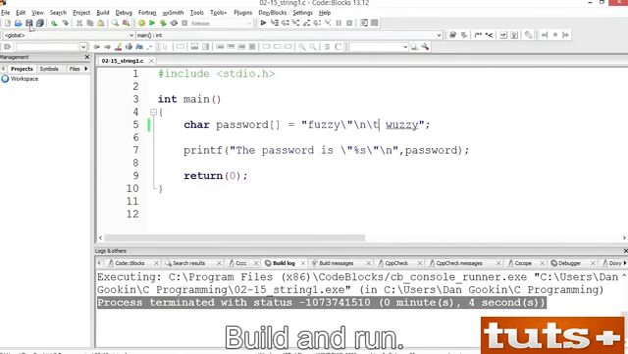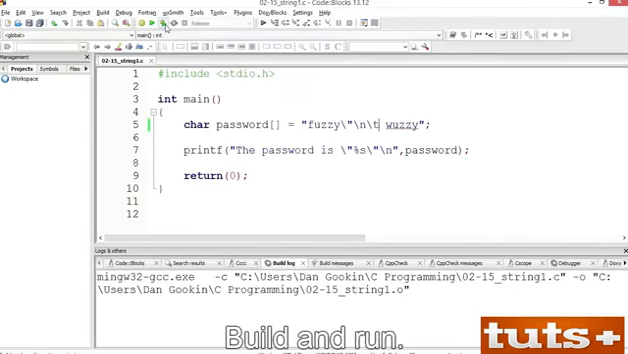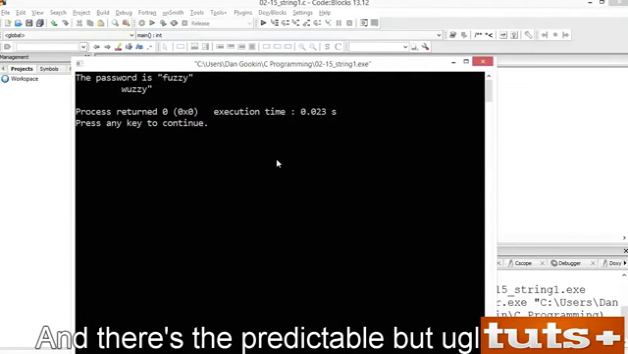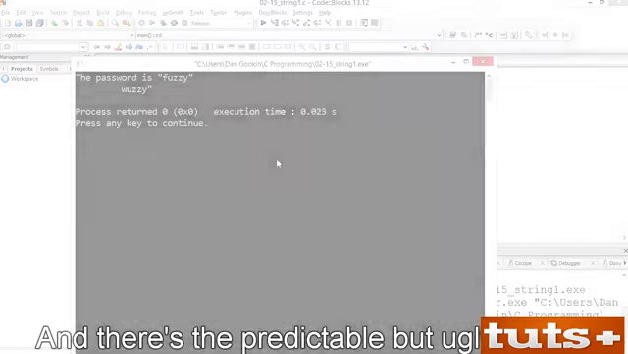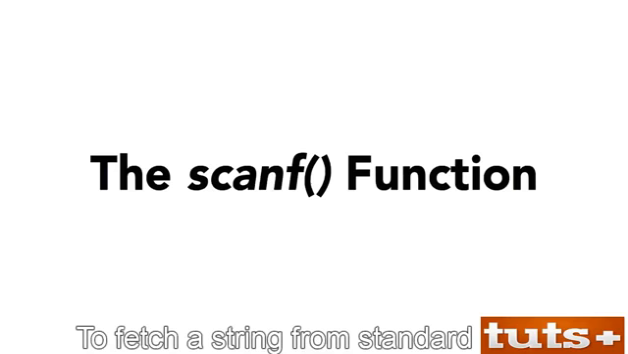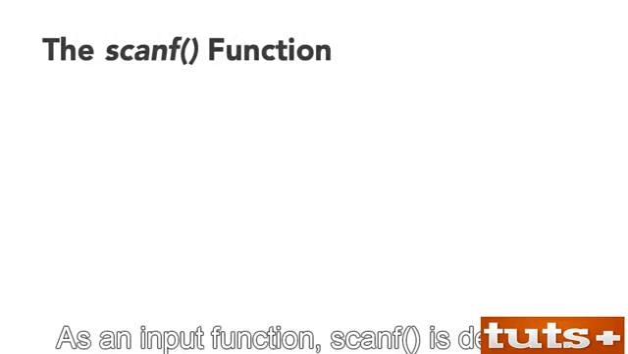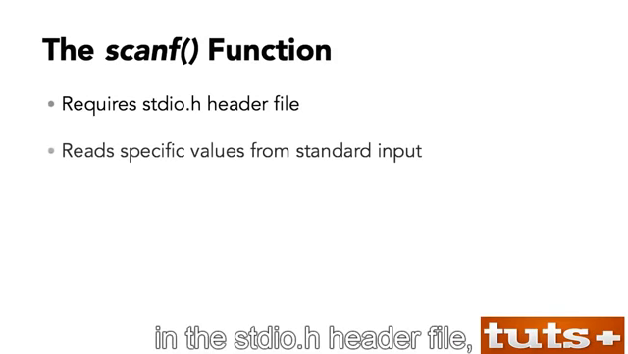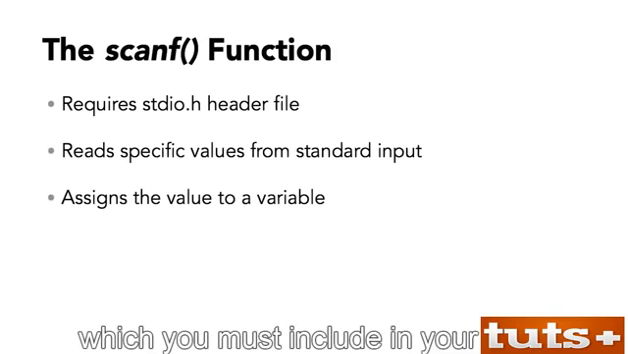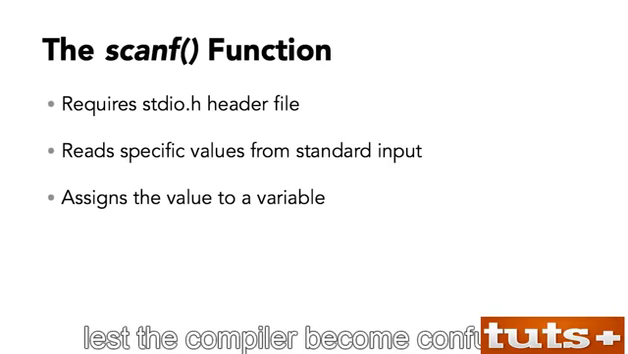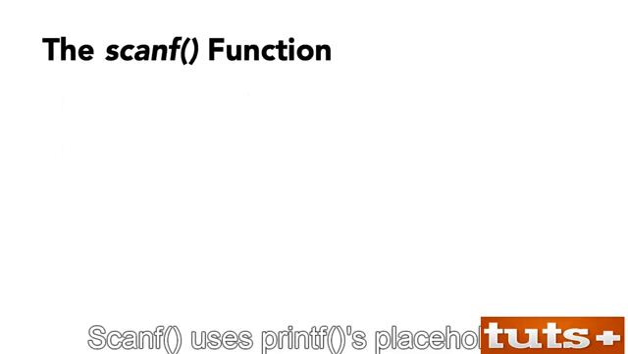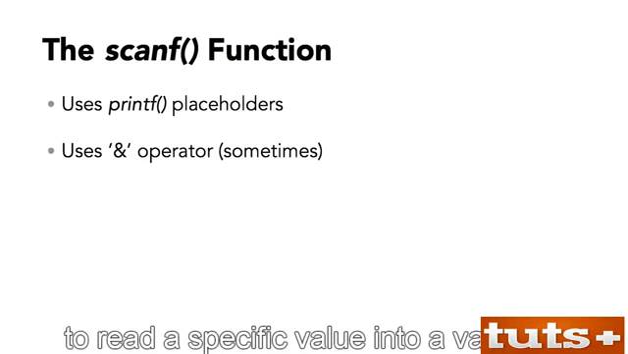And there's the predictable but ugly output. To fetch a string from standard input or to fetch any specific value, use the scanf function. As an input function, scanf is declared in the stdio header file, which you must include in your code lest the compiler become confused. Scanf uses printf's placeholders to read a specific value into a variable, and that variable is often prefixed with the ampersand.